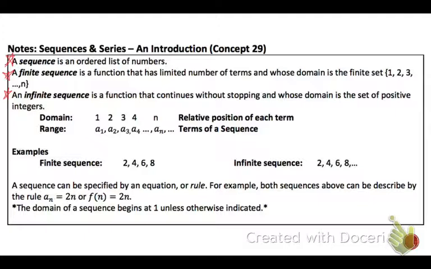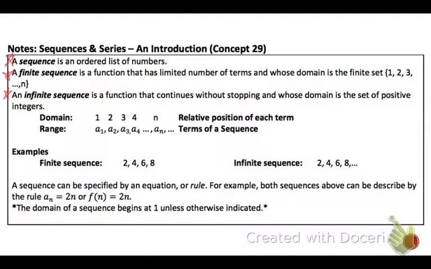So here's an example, or at least here's this in mathematical general terms. The domain would be the position of each term: first, second, third, fourth, all the way up to the nth term. And then the range, these would be the actual terms of the sequence. And we use the letter, the variable a, to indicate those. So a sub 1, a sub 2, a sub 3, all the way up to a sub n.